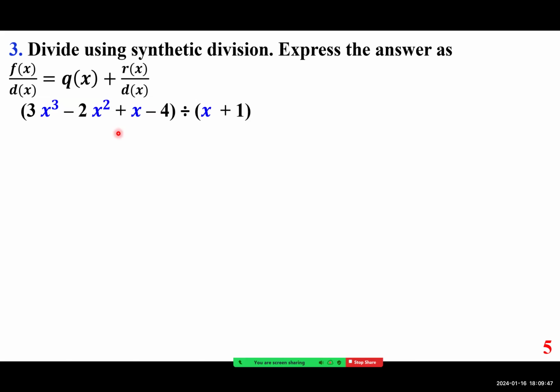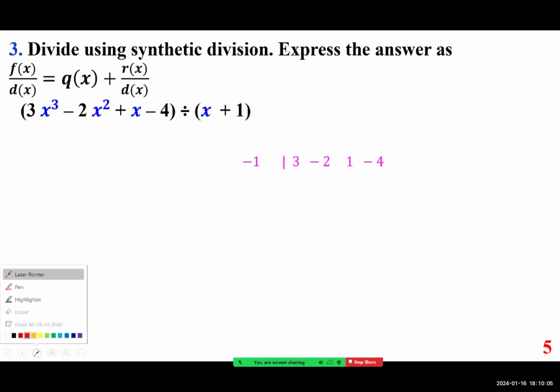So for example, this is 3, we write it. This is minus 2, we write it. This one is plus 1, but if it were missing, you would have to put 0. And this is minus 4. Now, because we are dividing by x plus 1, we are going to use negative 1 here. So we basically set this up.